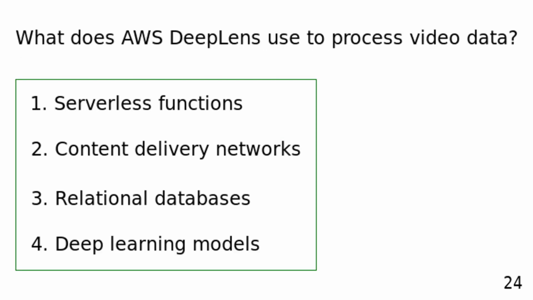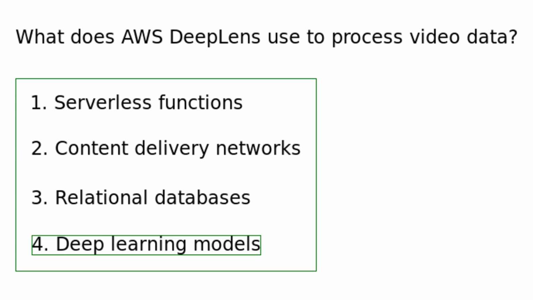What does AWS DeepLens use to process video data? Serverless functions. Content delivery networks. Relational databases. Deep learning models. AWS DeepLens uses deep learning models to process and analyze video data in real time.